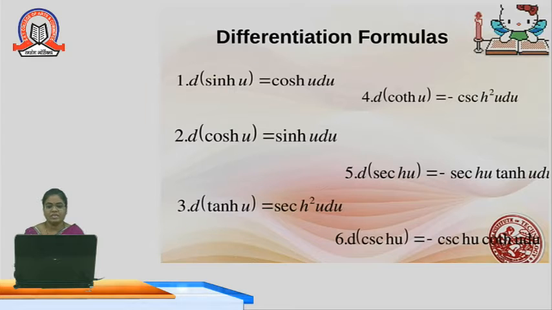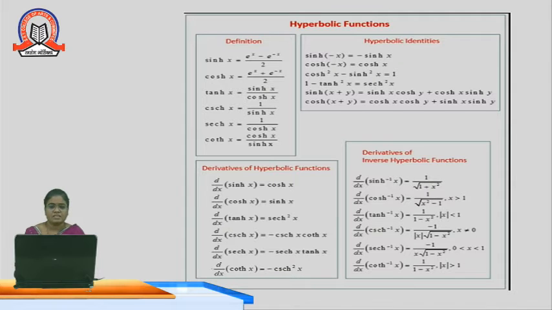Similarly, differentiation of coth u is minus cosech square u du. Differentiation of sech u is minus sech u tanh u du, and differentiation of cosech u is minus cosech u coth u du. These are the formulas that come under hyperbolic functions.